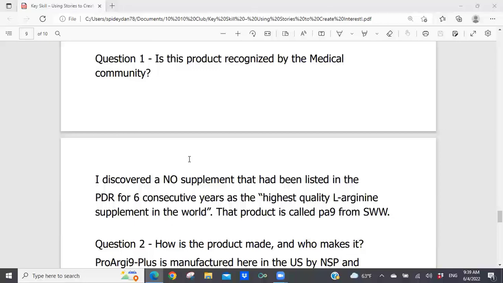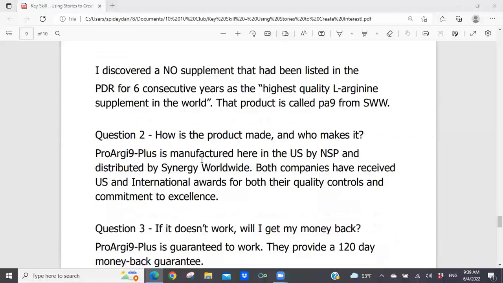Question 2, how is the product made and who makes it? Hey, we live in a world where a lot of our products are made in other countries. And because of that, there's questions about getting supply into here and other things. So David has identified that Pro-Arginine Plus is manufactured here in the United States by Nature's Sunshine Products. I said NSP. In the video, we should say Nature's Sunshine Products, which I'm sure David would say, and distributed by Synergy Worldwide. And then again, he validates both of those companies with US and international awards for quality controls and commitment to excellence.